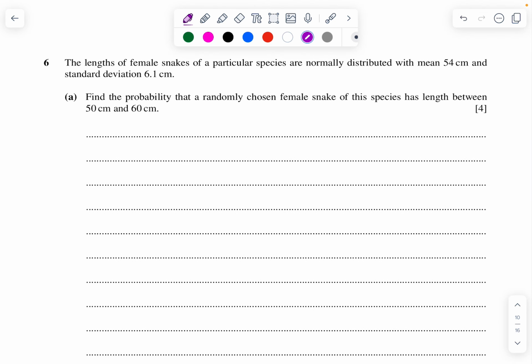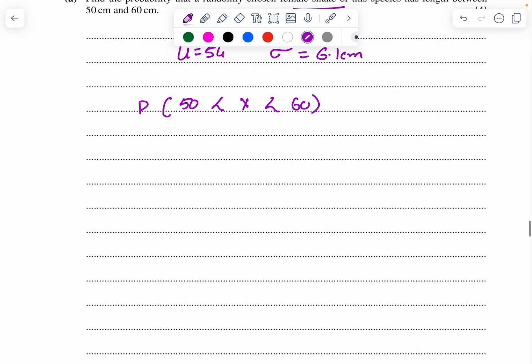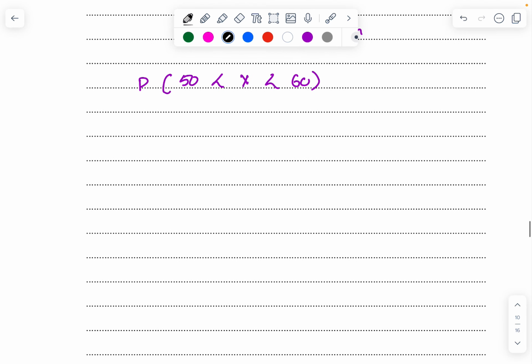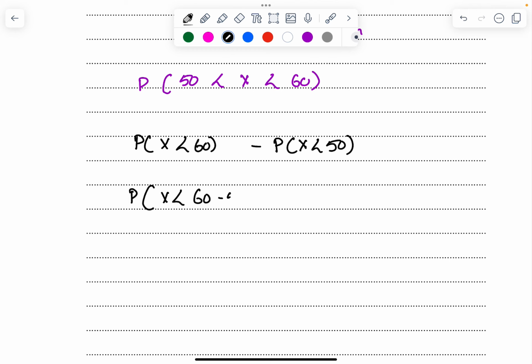Next, question number 6. The length of female snakes of a particular species is normally distributed with a mean 54 centimeters and standard deviation 6.1 centimeters. Find the probability that a female snake has length between 50 and 60. Whenever it lies between, what am I going to do? Second one minus first one. So probability of x less than 60 minus probability of x less than 50. So probability of z less than (60 minus 54) divided by 6.1 minus probability of z less than (50 minus 54) by 6.1.